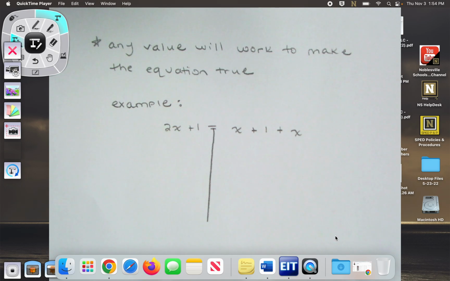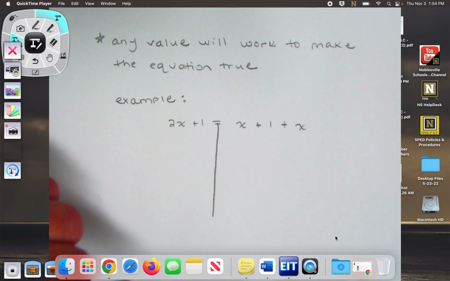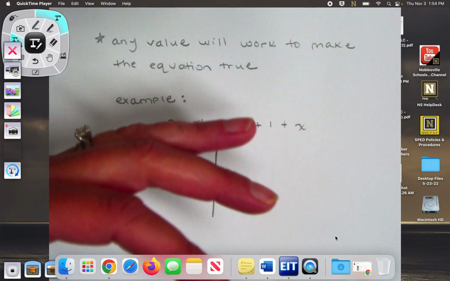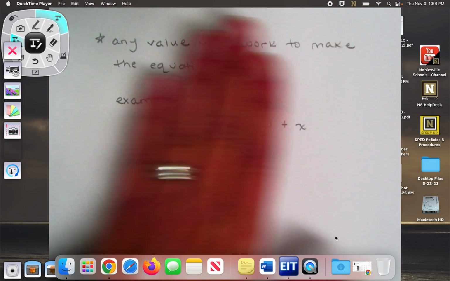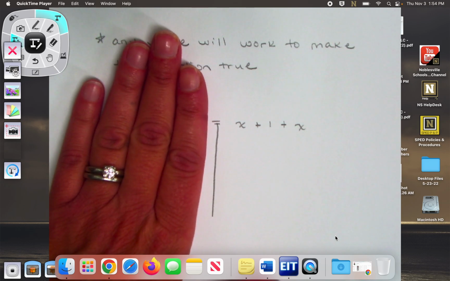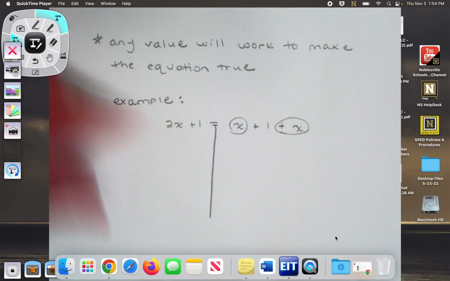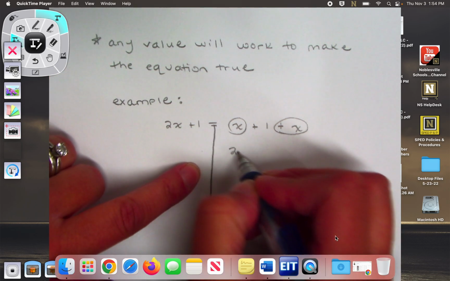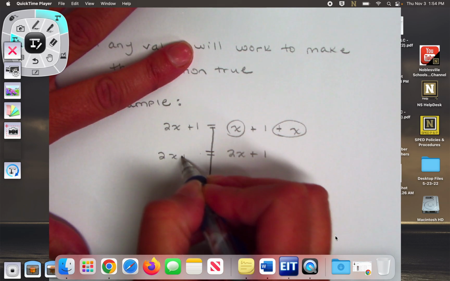Okay, so do I have any parentheses? No, so I don't have any distributive property. Do I have any like terms on the left? No. Do I have any like terms on the right? Yes, I do. I have x, 2x, and plus x. So that tells me I have 2x plus 1 on the right and 2x plus 1 on the left.